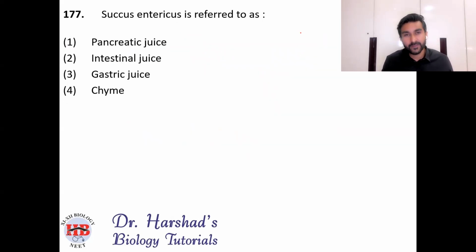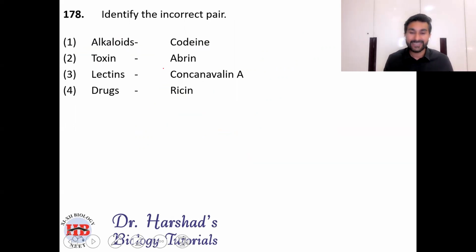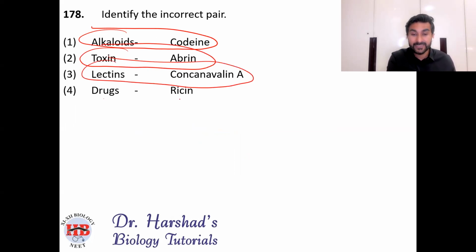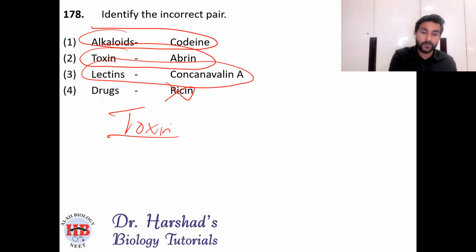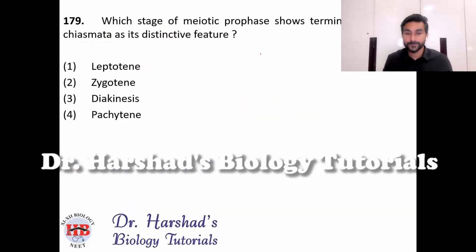Succus entericus is a straightforward question for intestinal juice. Option number 2. Identify the incorrect pair. Alkaloids, codeine, yes. Morphine and codeine are alkaloids. Toxin, abrin, yes, correct. Lectins, concanavalin A, correct. Drugs, ricin, wrong. Ricin is not a drug. Ricin is a toxin along with abrin. So the answer, which is an incorrect pair, is option number 4.